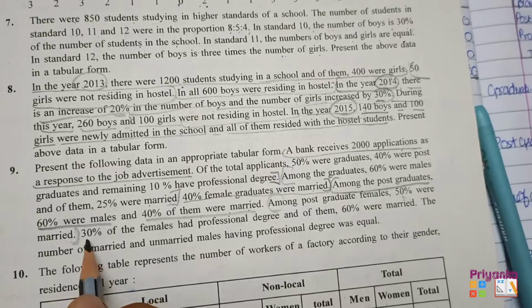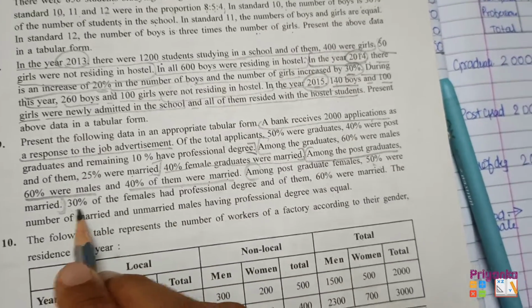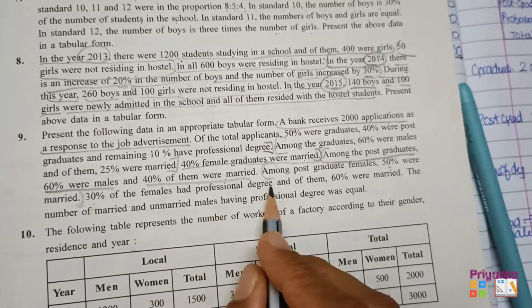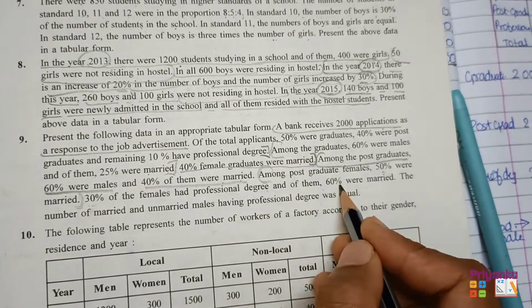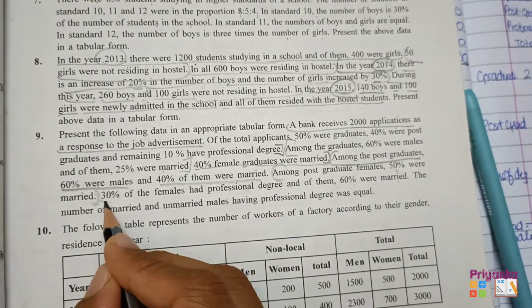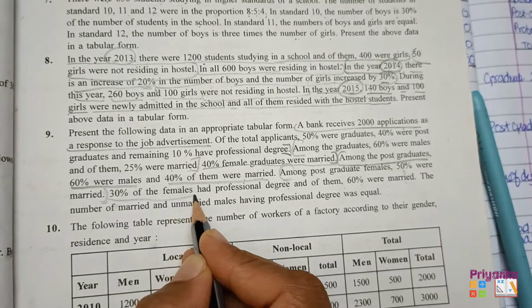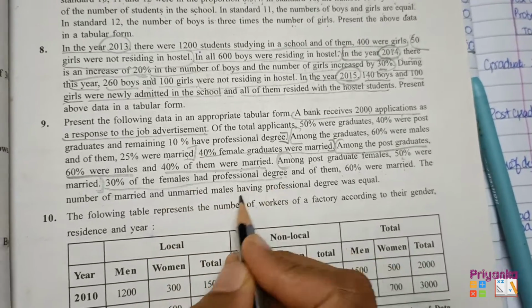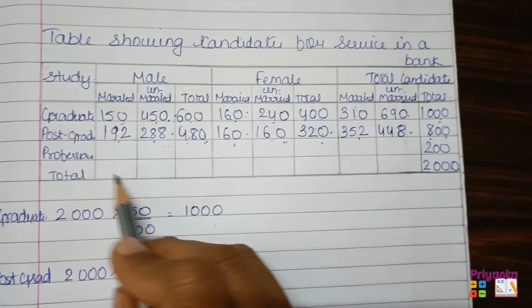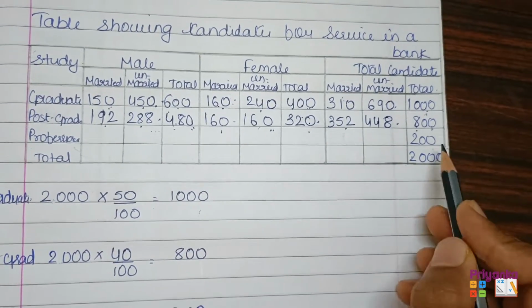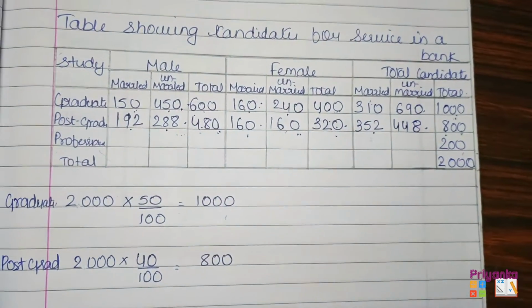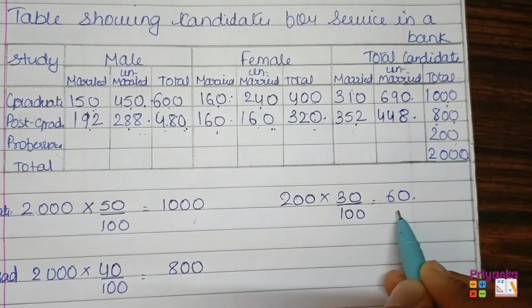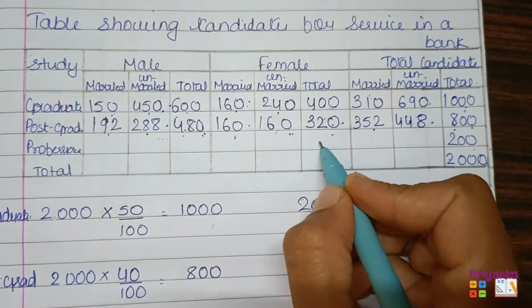Next, 30% of the female had a professional degree and of them 60% were married. So first of all, let's take out the 30% of female who had a professional degree. The total number of professional degree holders is 200. First we'll take 30% of 200, which is 60. That is the total number of female.